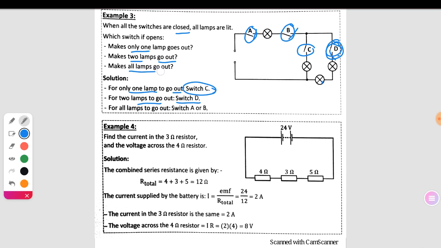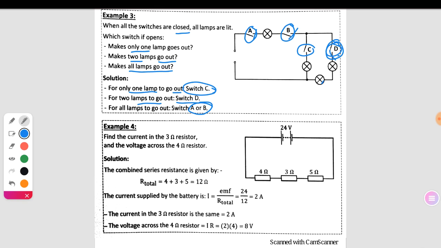Which switch makes all lamps go out? Switch A and B. A is connected with the source, so there is no current passing through it. B is connected with it, where current flows, and at this point, which is called the node divided, there is no current. There is no current divided. This means that the lamps go out.